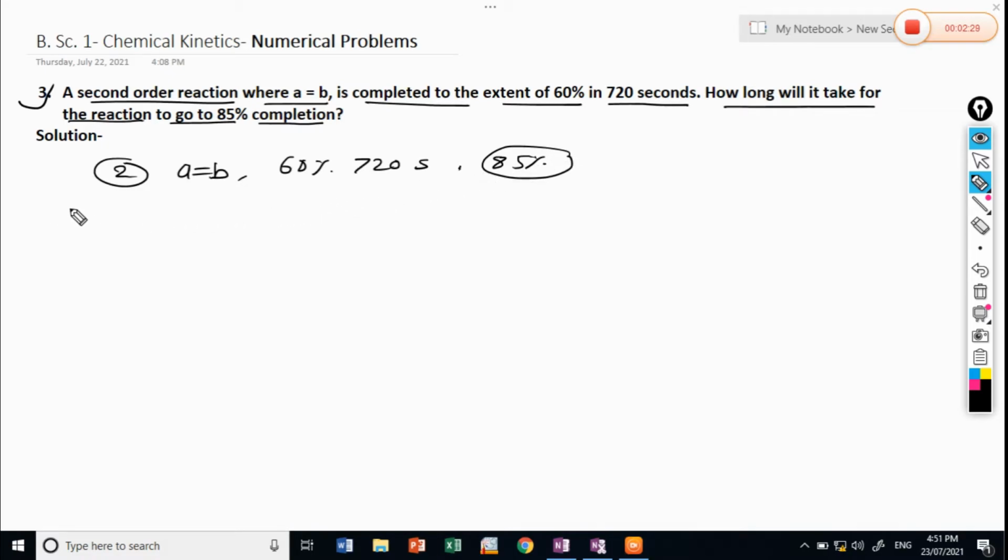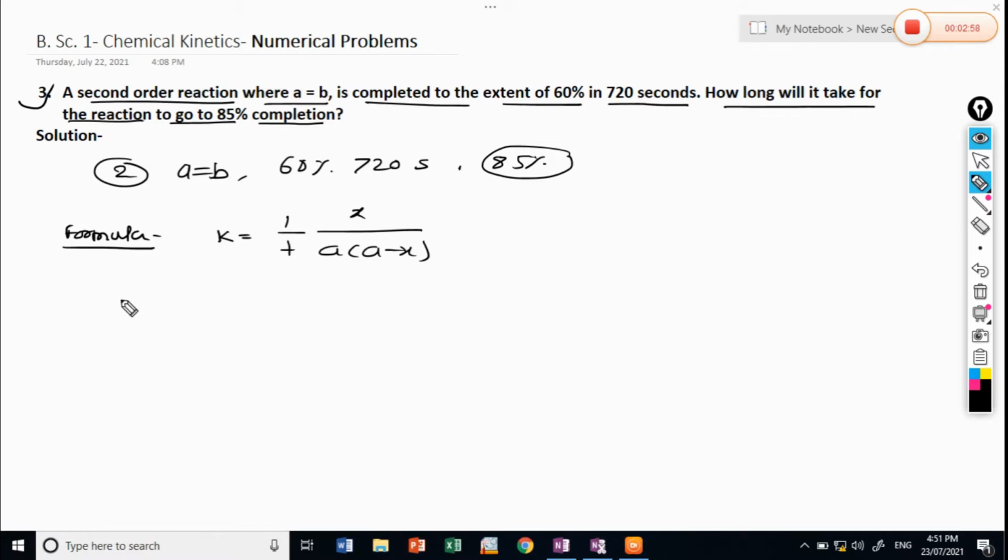In the solution, first of all we have to write the formula. What is the formula for second order reaction having equal initial concentration? It can be written as k is equal to 1 upon t, x divided by a into a minus x. This is the formula for second order reaction having equal initial concentration.